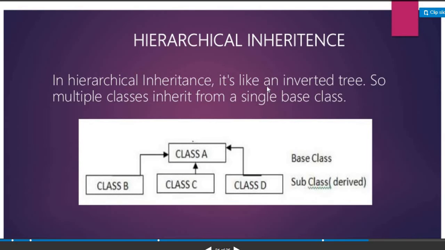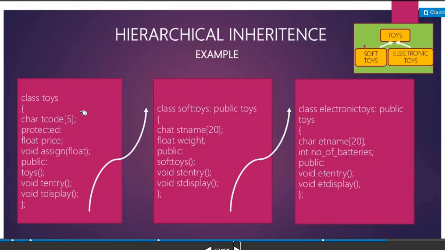In hierarchical inheritance, it's like an inverted tree, so multiple classes inherit from a single base class. So this is a base class, and class B, class C, and class D are the derived subclasses. This way you can have hierarchical inheritance. So in this tree structure, B, C, and D are inherited from the base class. This is how it works.